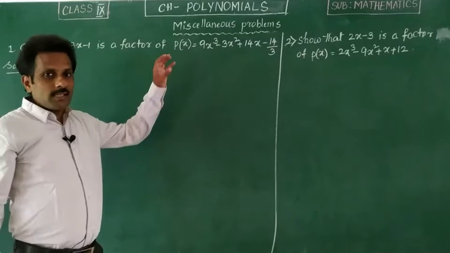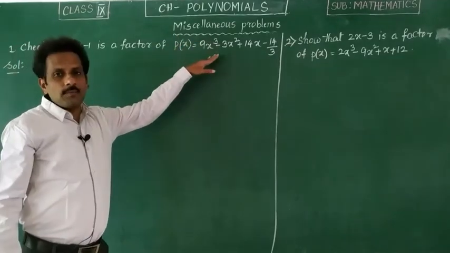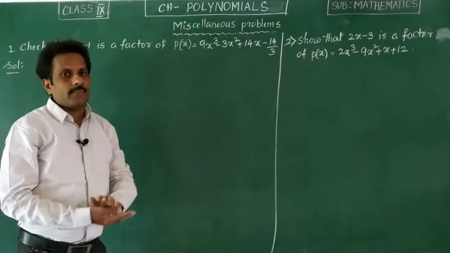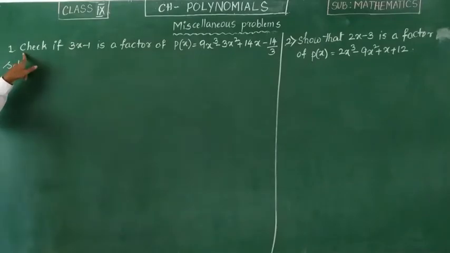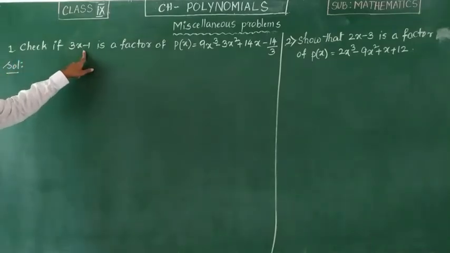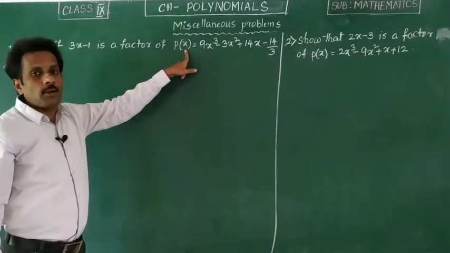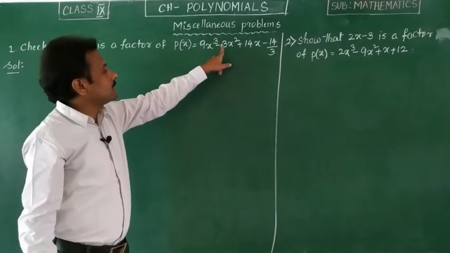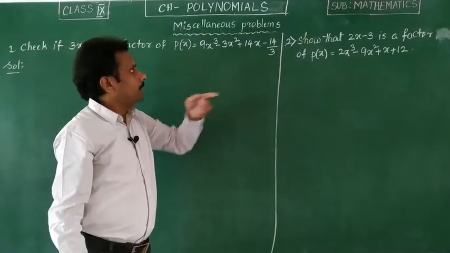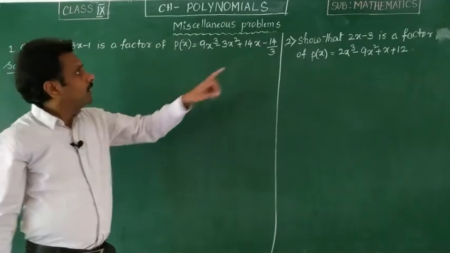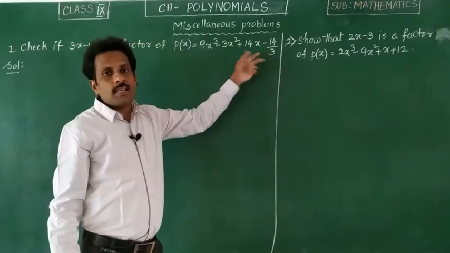Okay children, now let us see some miscellaneous problems on polynomial chapter. So first let us see here, check if 3x minus 1 is a factor of polynomial p of x, that is 9x cube minus 3x square plus 14x minus 14 by 3. So this is a given question.